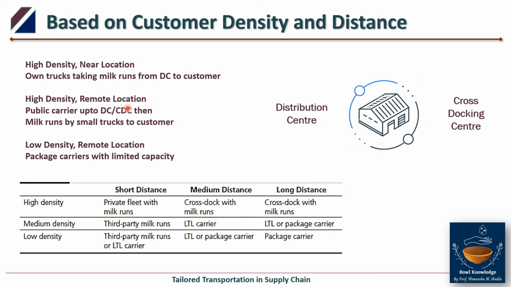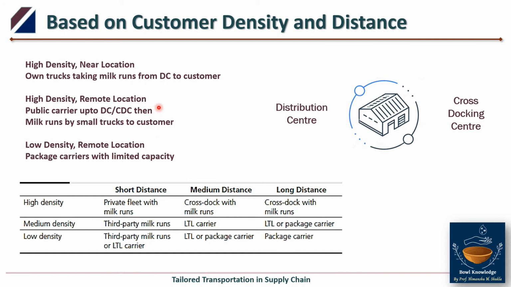Now this DC cannot be the DC at Nagpur. So there will be a distribution center locally at Gondia or Wardha. I will use the public carrier, that is a third party agency. That truck will take my goods to the Gondia distribution center, and from that DC the small trucks will deliver the product to the customers. So this is the suggestion for high density remote location.